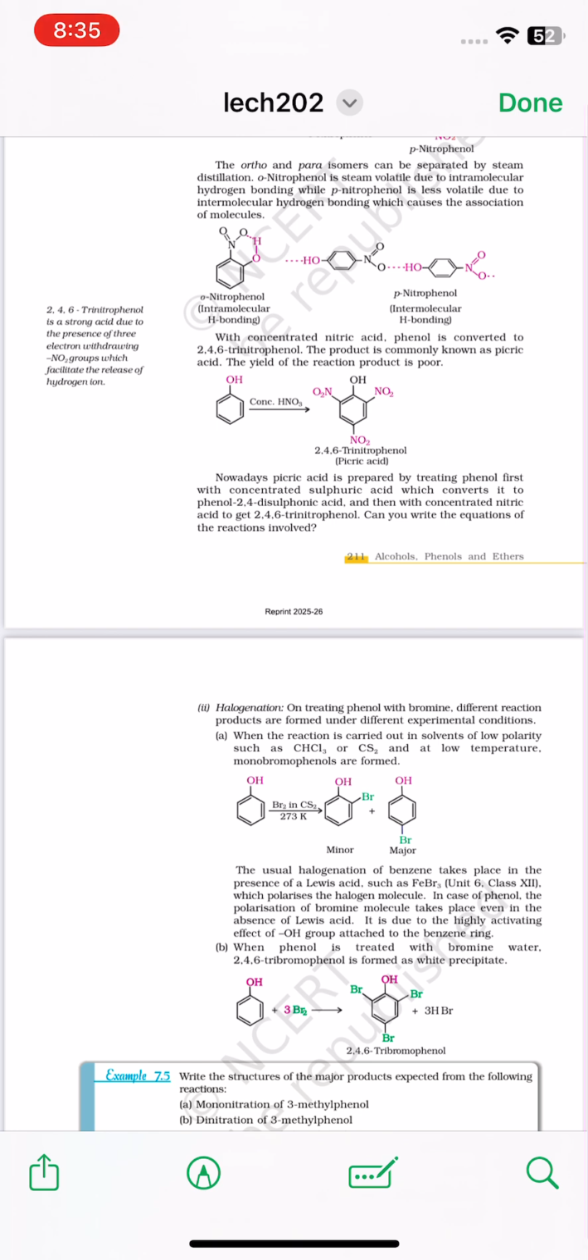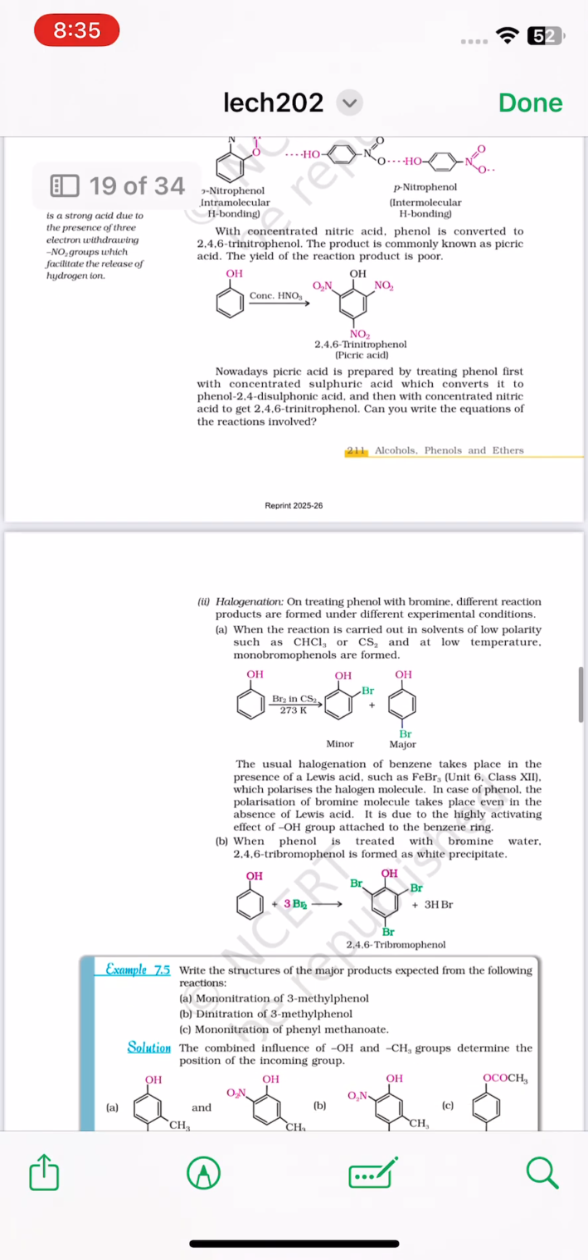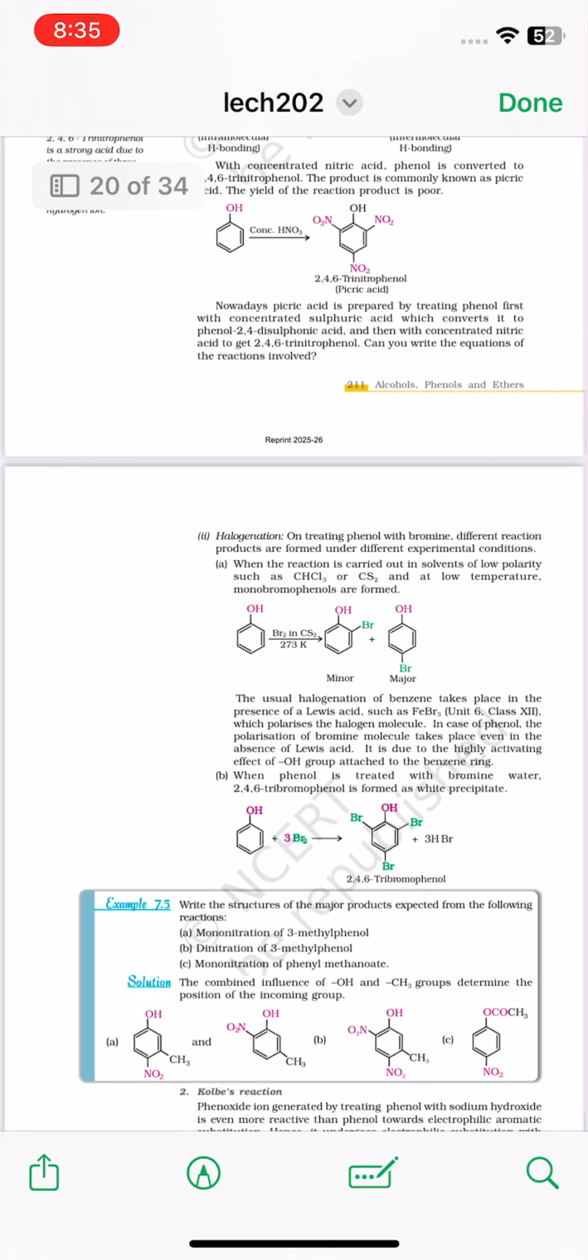First, nitration. With dilute nitric acid at low temperature, 298 Kelvin, phenol yields a mixture of ortho and para nitrophenols. The ortho and para isomers can be separated by steam distillation. Ortho nitrophenol is steam volatile due to intramolecular hydrogen bonding, while para-nitrophenol is less volatile due to intermolecular hydrogen bonding, which causes the association of molecules. With concentrated nitric acid, phenol is converted to 2,4,6-trinitrophenol. The product is commonly known as picric acid. The yield of the reaction product is poor.